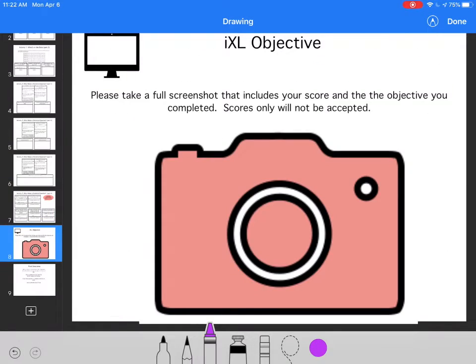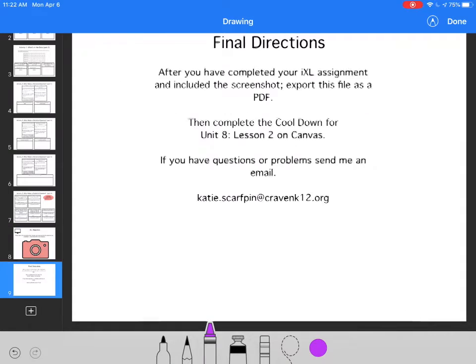Okay, so now you're going to do an IXL objective. It's going to be on statistical questions. I'd like you to take a full screenshot that shows your score and the name of the objective. Then I would like you to go on Canvas and do your cool down for Unit 8, Lesson 2.